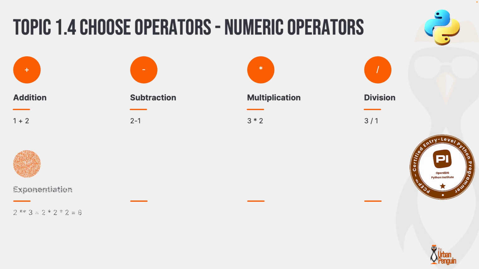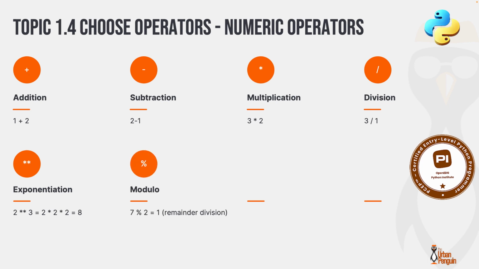But as well as these, we have other operators, such as our double asterisk. And when we look at this, it is our exponentiation operator. So 2 to the power of 3, which is the same as 2 multiplied by 2 multiplied by 2, that's going to give us 8.